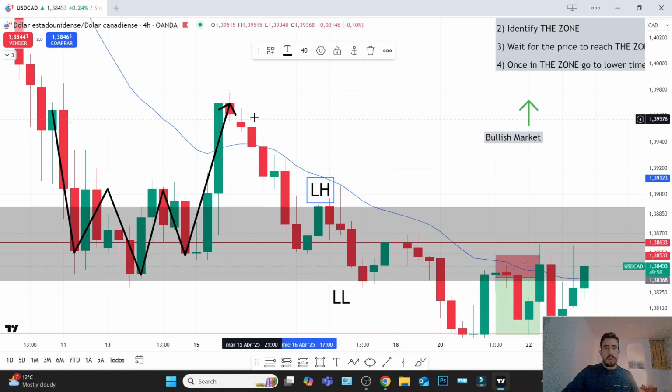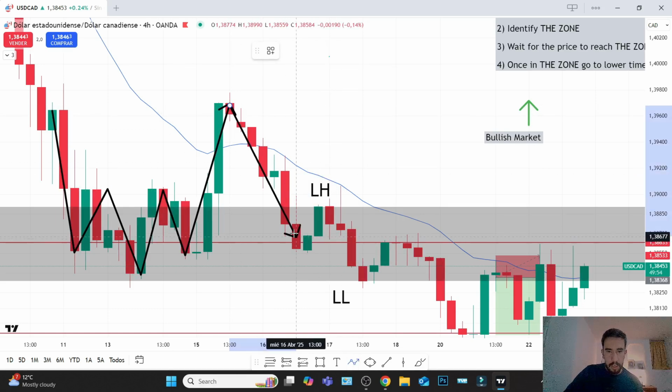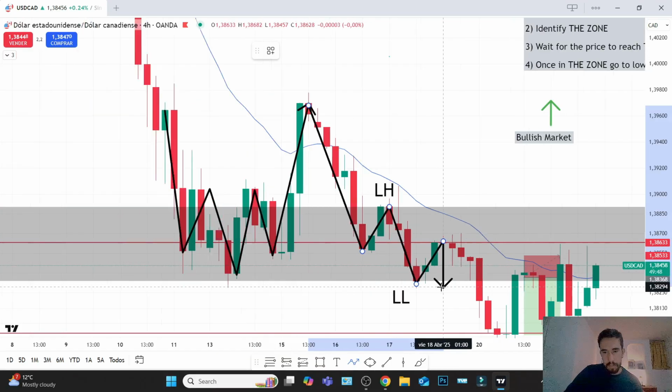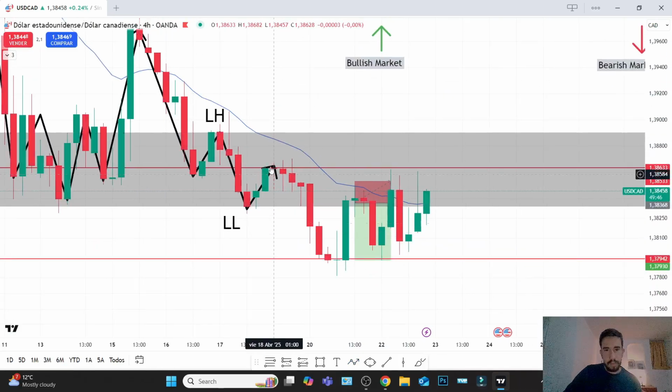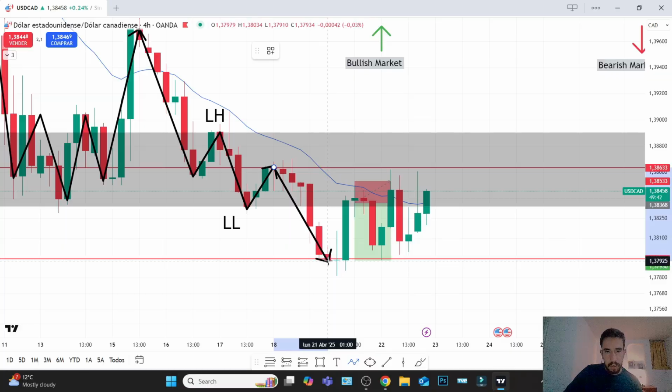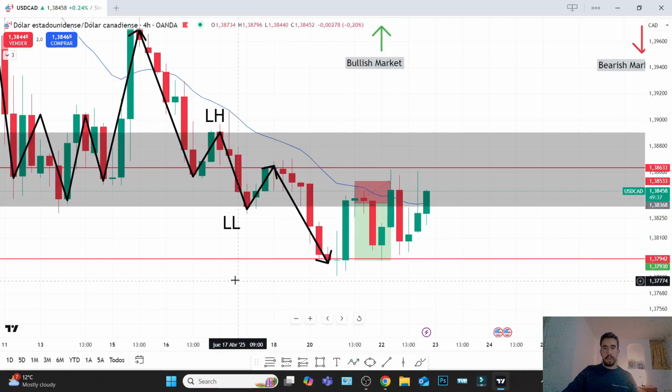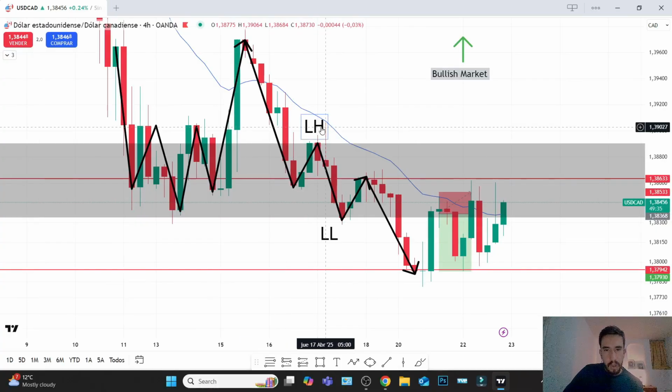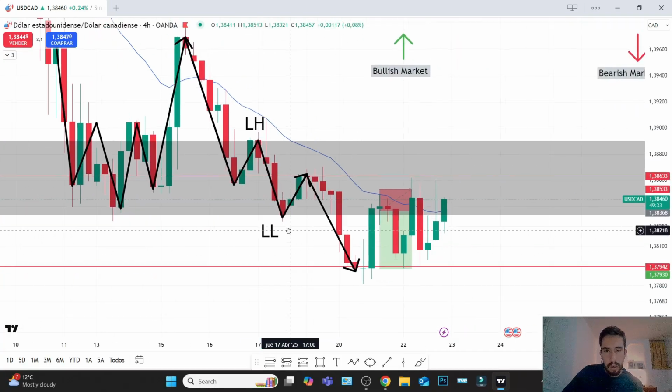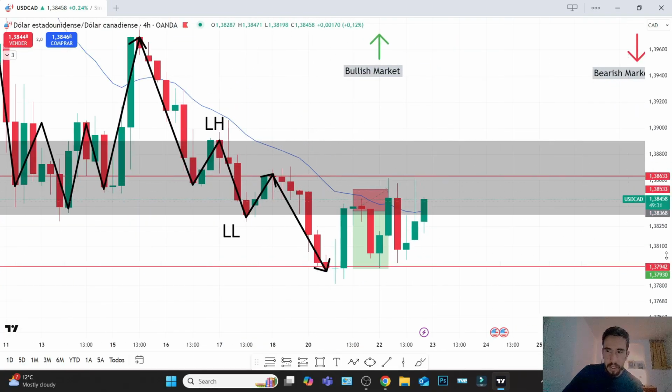Okay, so with the lines I'm going to show you. So it's down, thin, thin, thin, thin. Wait, I'm going to complete with the lines, thin, and that's it. So lower high, lower low, market structure inside here.